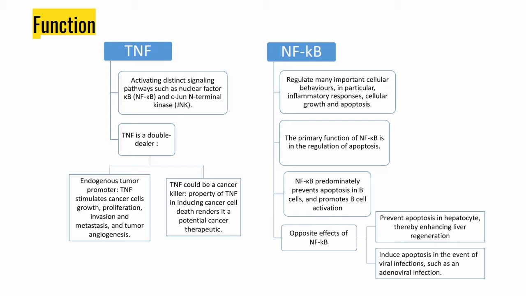There is also an opposite effect of NF-kB, in which it can bring good and harm to the body. For the good side, it prevents apoptosis in hepatocytes, thereby enhancing liver regeneration. In contrast, it can also bring harm to the body by inducing apoptosis in the event of viral infection, such as an adenoviral infection.